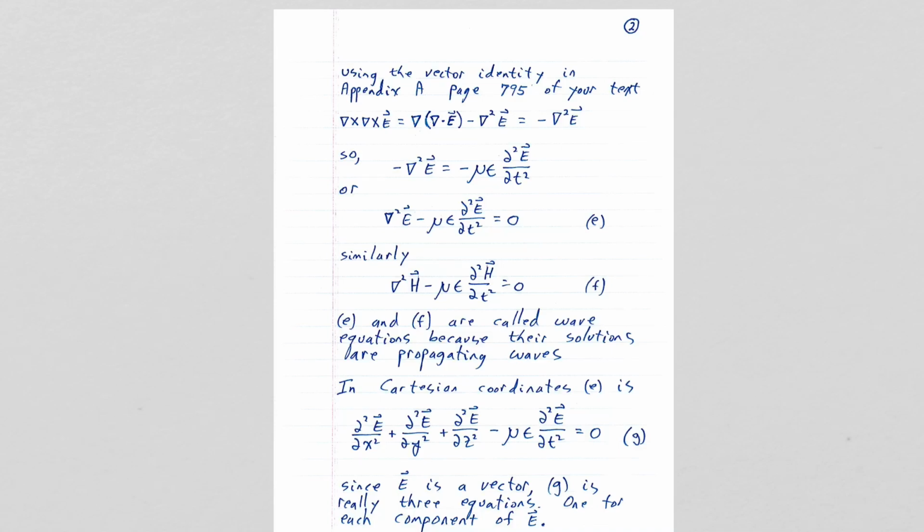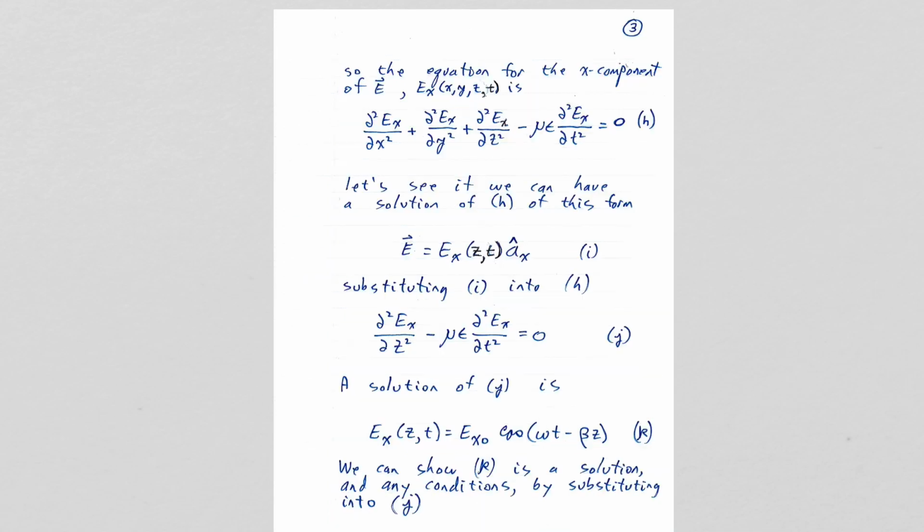If we're working in Cartesian coordinates, then the Laplacian of the electric field intensity takes on this form. Since the electric field intensity is a vector, it has a component in the x, y, and z direction, so we'll have an equation like this for each one of the three components. So here's what the equation would look like for the x component, and the x component of the electric field intensity can depend on x, y, z, and time.